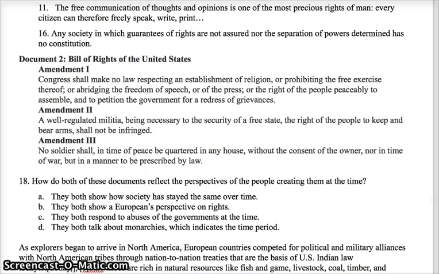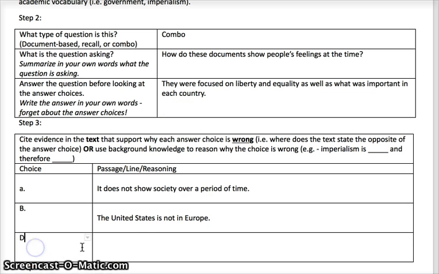Answer choice C, they both respond to abuses of the governments at the time. Well, I do know that during that time period, both were kind of going through a revolution phase, so it might be choice C. So I'm going to look at choice D and see if I can rule it out. D, they both talk about monarchies, which indicates the time period. It never actually talks about kings or queens in here specifically, so they don't actually talk about monarchies. So I'm going to rule out choice D.